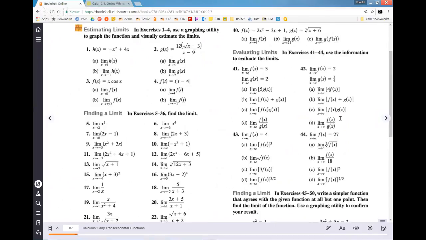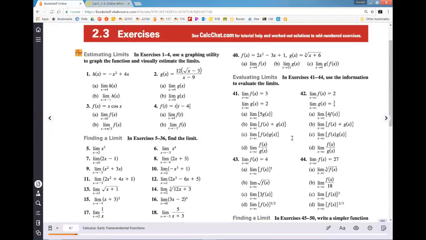Okay, number 41. So we're told that the limit of f of x as x approaches c is 3, and the limit of g of x as x approaches c is 2. So then they ask, what's the limit of 5g of x as x approaches c? Well, the limit of g was 2, so the limit of 5g is 5 times 2, or 10.